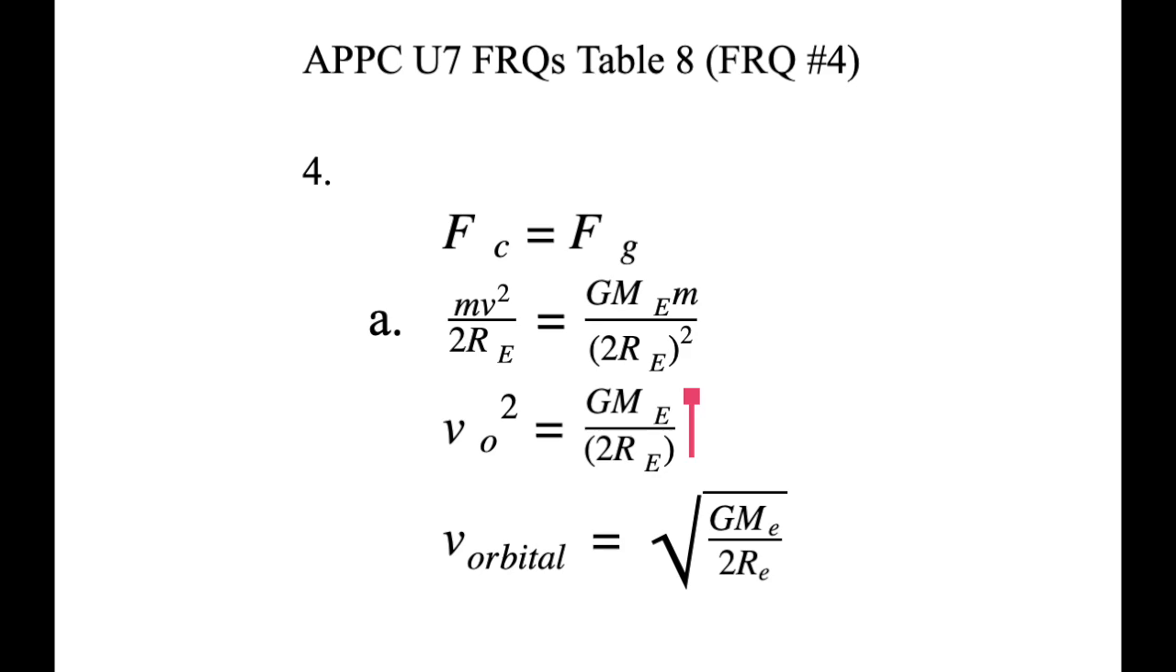Now, when we make these two equal each other, the mass of the satellites and the radius cancel out, leaving v0 squared equals GMe over 2re. Now, moving the root over gives us the orbital speed, root GMe over 2re.